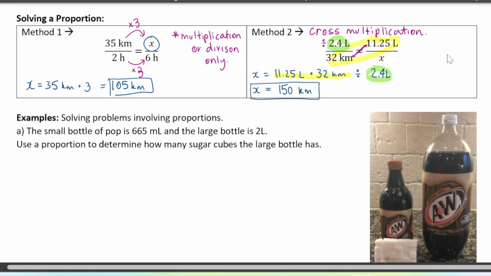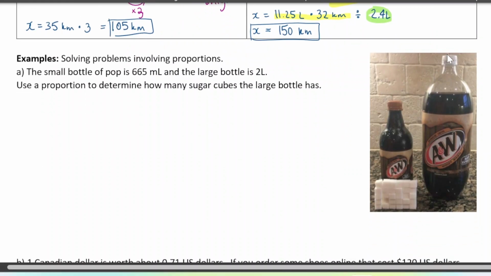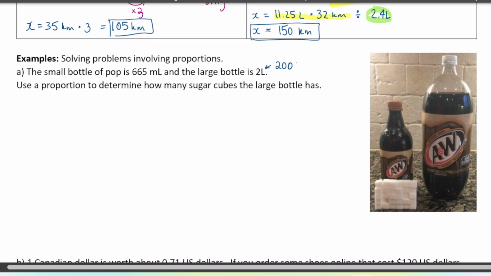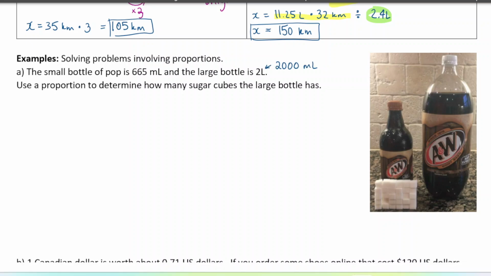Okay, so let's do the first one. So here it says the small bottle of pop is 665 milliliters and the large bottle is 2 liters. So 2 liters, by the way, is 2,000 milliliters. Use a proportion to determine how many sugar cubes the larger bottle has. Pop has a lot of sugar in it.